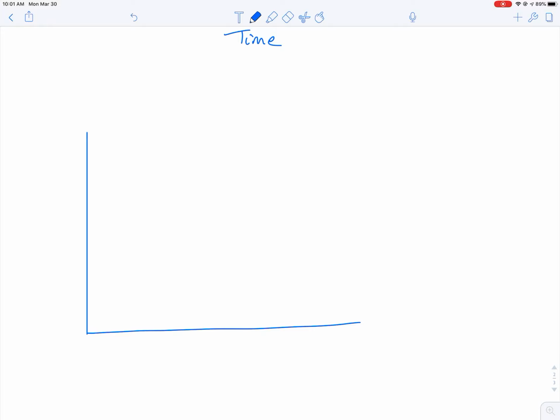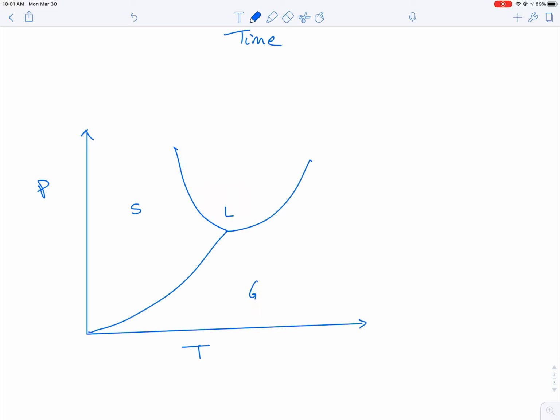And you should right away recognize that it's the phase diagram of water. So this is P, T. How do you recognize that it's the phase diagram of water? Because, of course, of the negative slope that I drew here. And this is a solid, this is liquid, and this is gas. And this is my triple point.